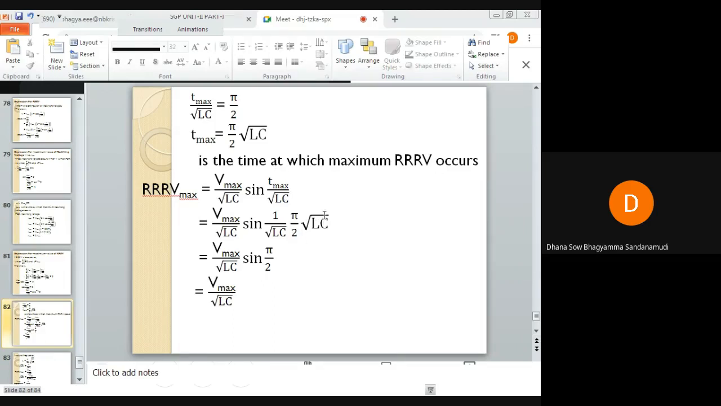Pi by 2 root LC will be cancelled, sine pi by 2 will be left over. Sine pi by 2 is 1, so you will get V max by root LC. So the maximum value of rate of rise of restriking voltage is V max by root LC.